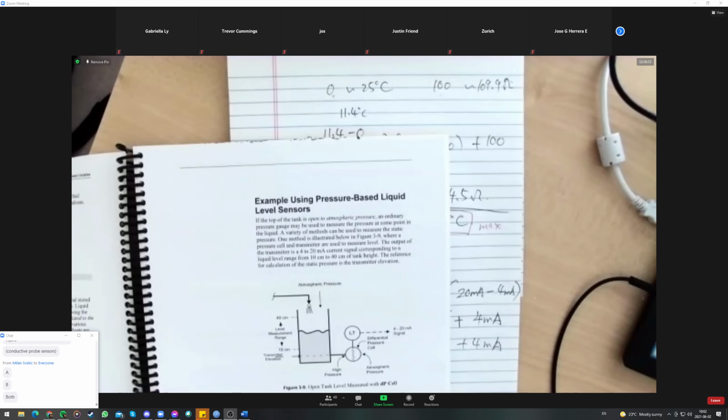Okay. So the book also talks about this capacitive probe, and I guess that program shows it pretty well.